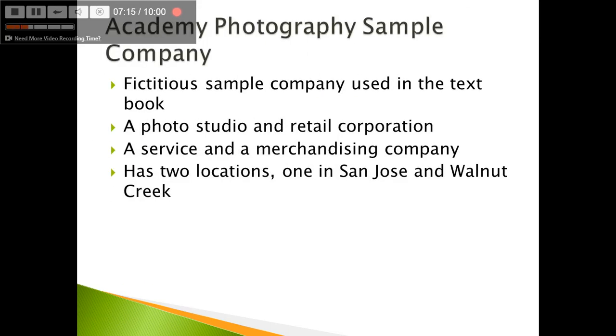So the Academy Photography Sample Company, this is the fictitious sample company that we will be using throughout this time. It's a photo studio and a retail corporation, so it's a service and a merchandising company, and it has 2 locations, one in San Jose and one on Walnut Street.